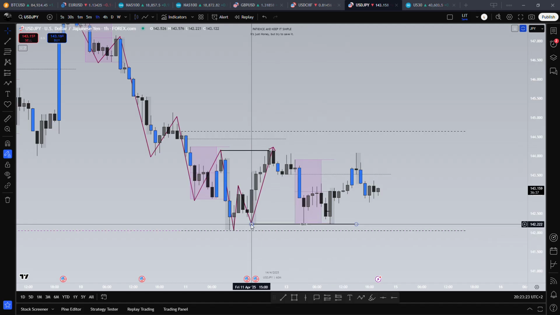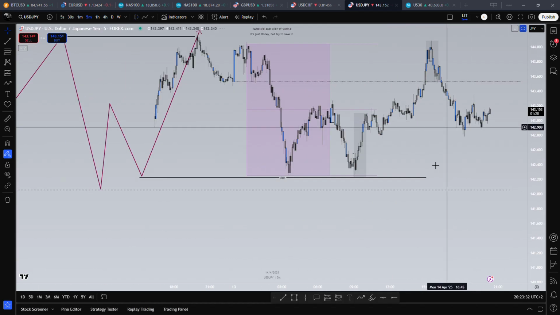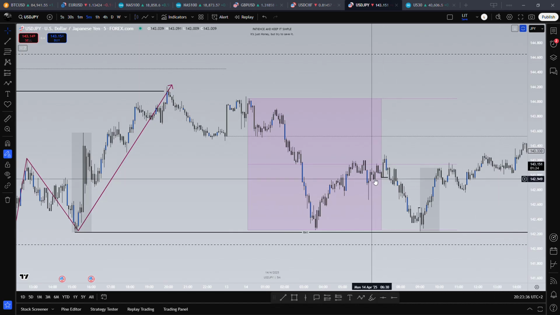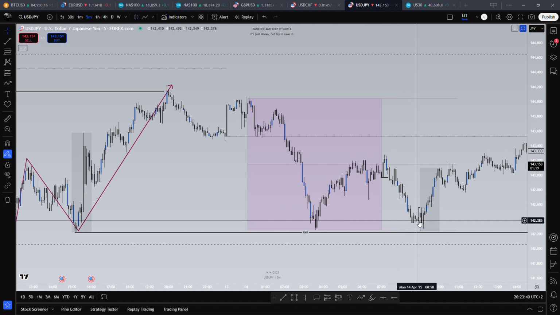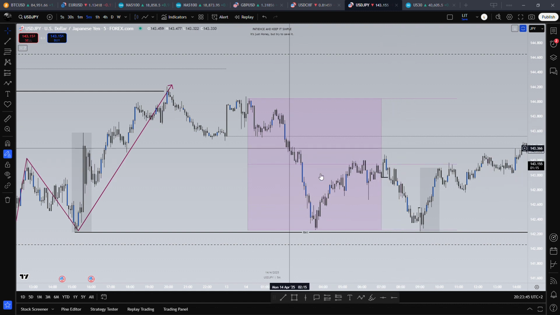We never took it, I think. The low is 2021 and here 2033, so we never took it. I thought it was going to take it, but no. And then we have the first break of structure here on M5, first of the day. It had no reason.